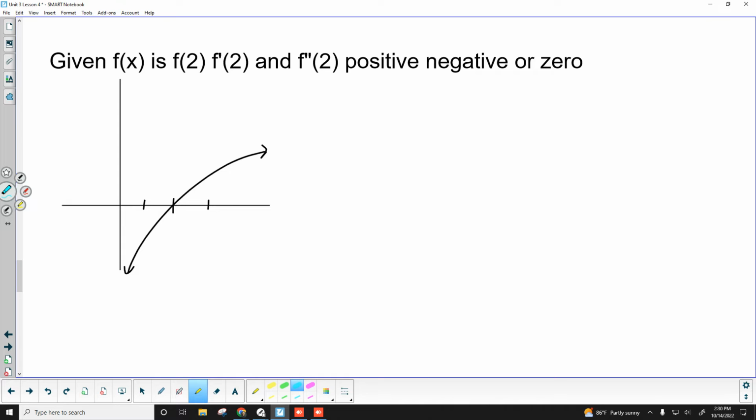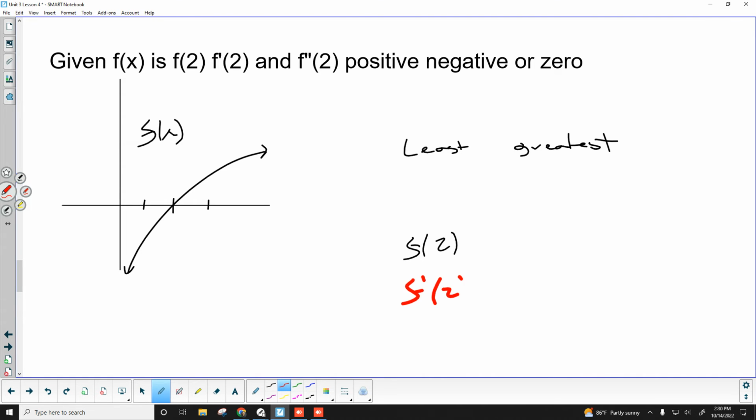Here's another question. You'll see this almost exact same question on your test. This is the graph of F. Order from least to greatest, from least to greatest, order F of 2, F prime of 2, and F double prime of 2. Go, tell your neighbors.